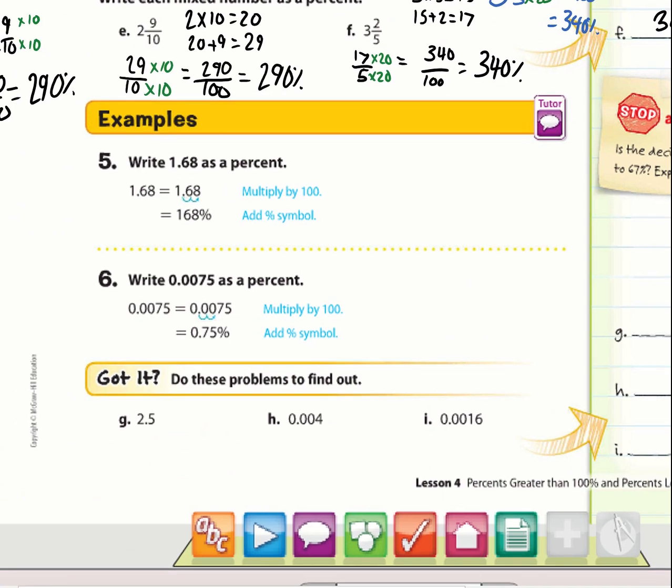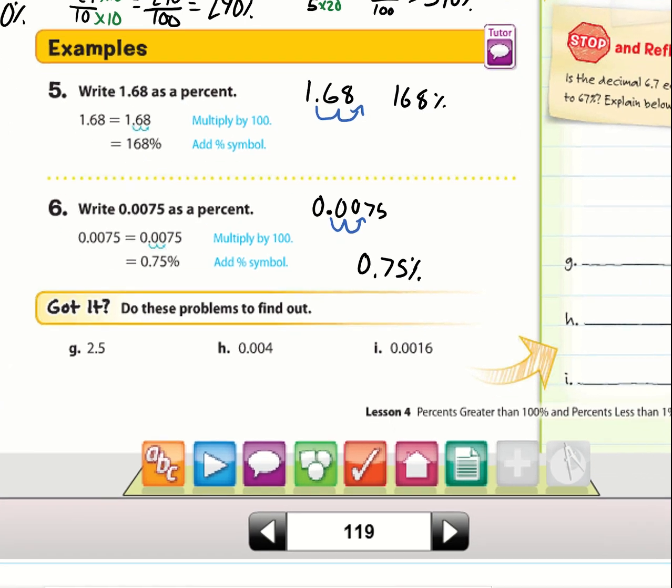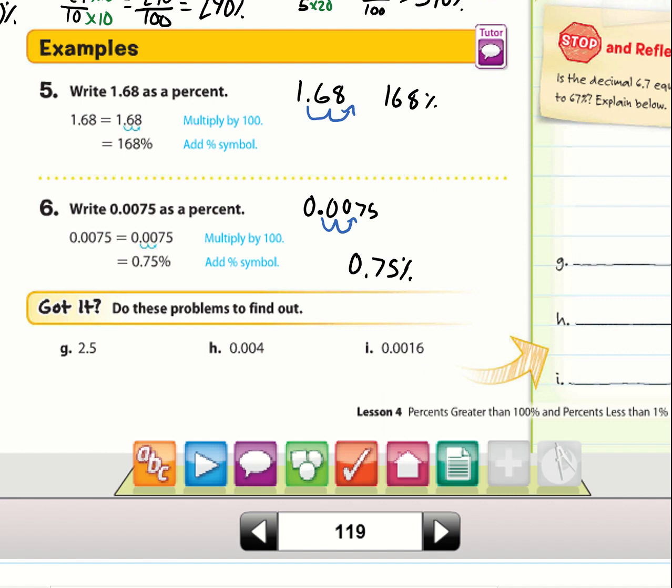So we also have examples 5 and 6. Same rules apply. 1 and 68 hundredths. From a decimal to percent, you just move the decimal place twice to the right to get 168%. Same with number 6. So we have 75 ten-thousandths. Move it twice to the right, and we have 0.75 of a percent. So same rules apply. So go ahead and try G, H, and I.